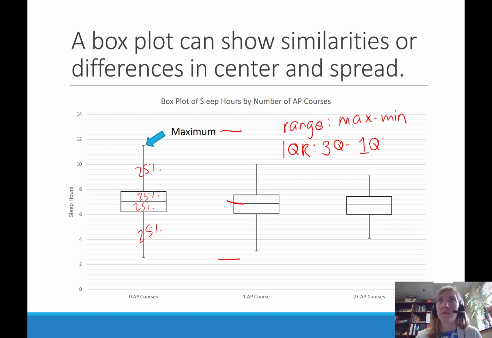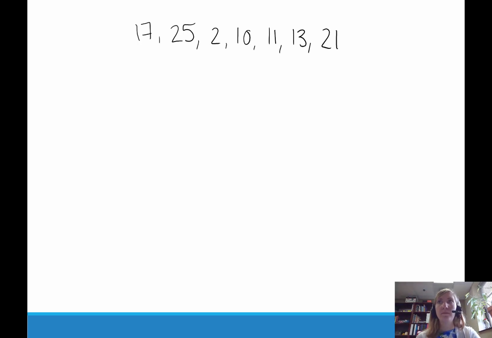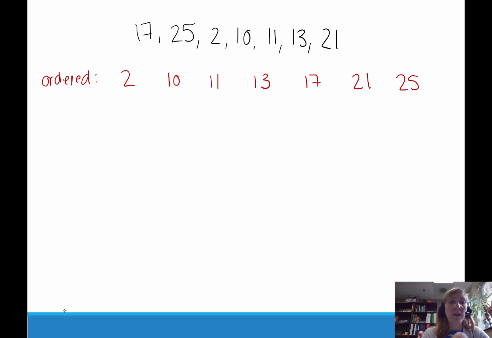For example, let's say we have the numbers 17, 25, 2, 10, 11, 13, and 21. We can order these from smallest to largest and find the 5-number summary. Please pause this video while you try to find the 5-number summary on your own. The minimum is the smallest value in the dataset, which is 2. The maximum is the largest value in the dataset, which is 25. The median is the middle value of the dataset, which is 13.